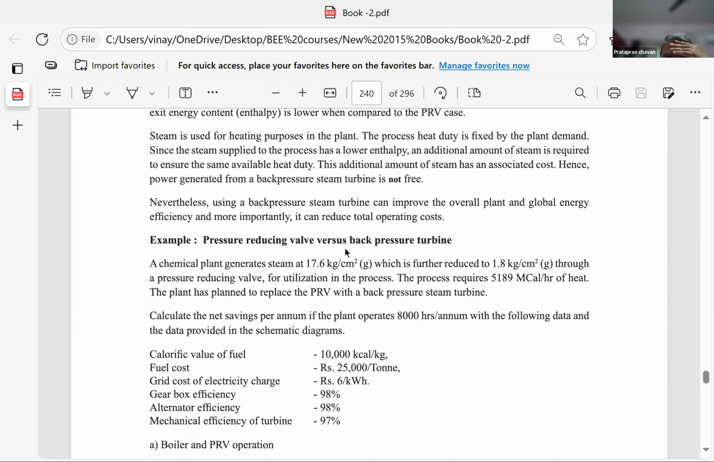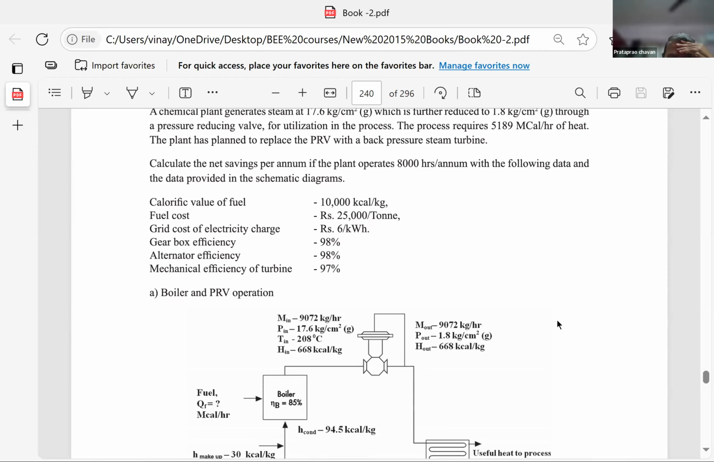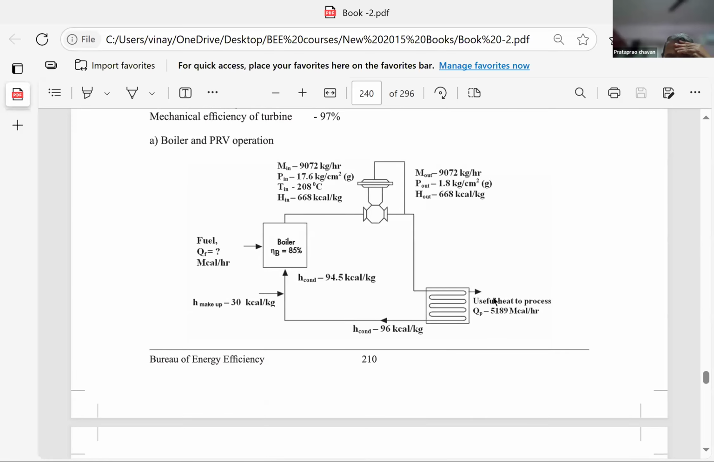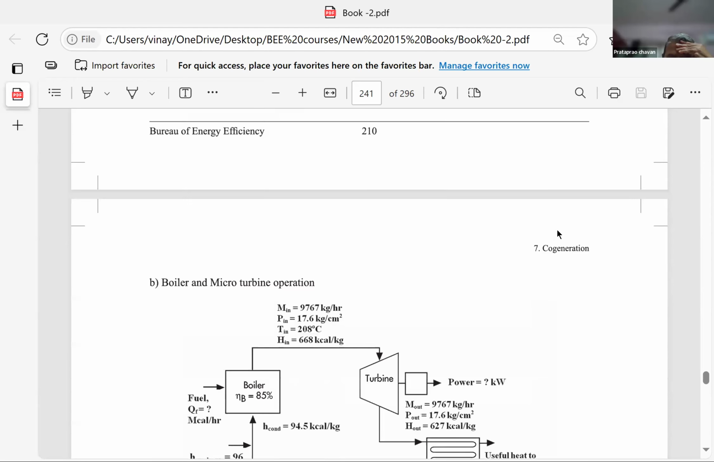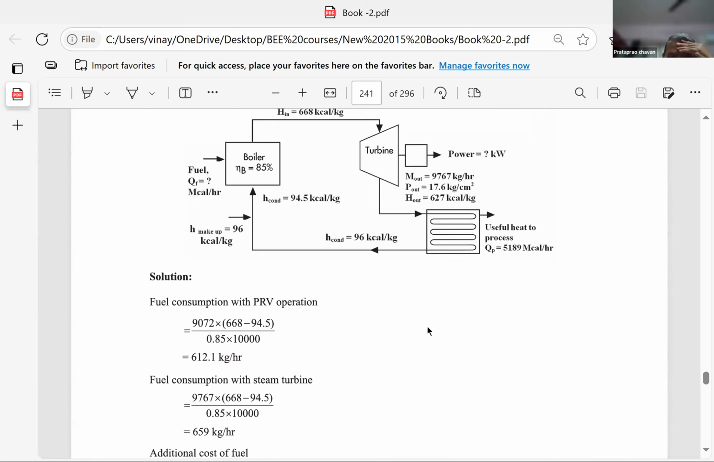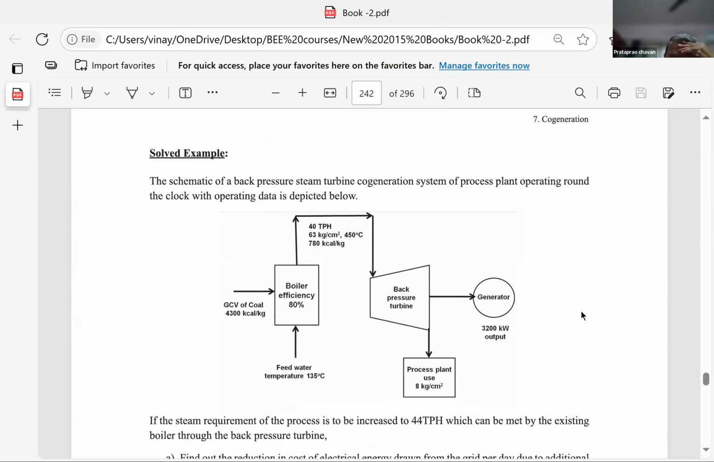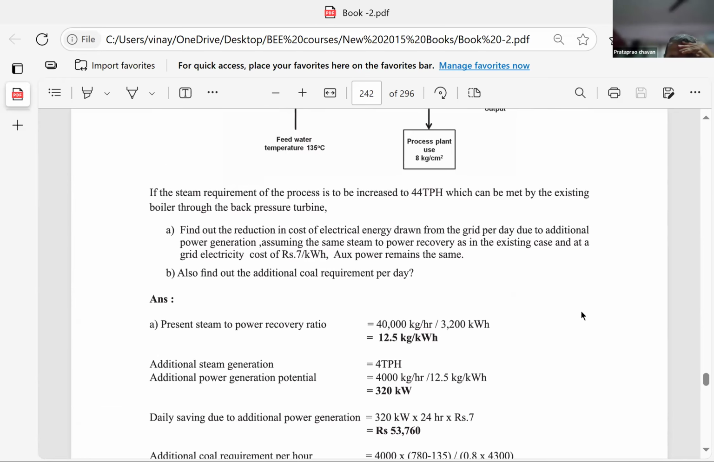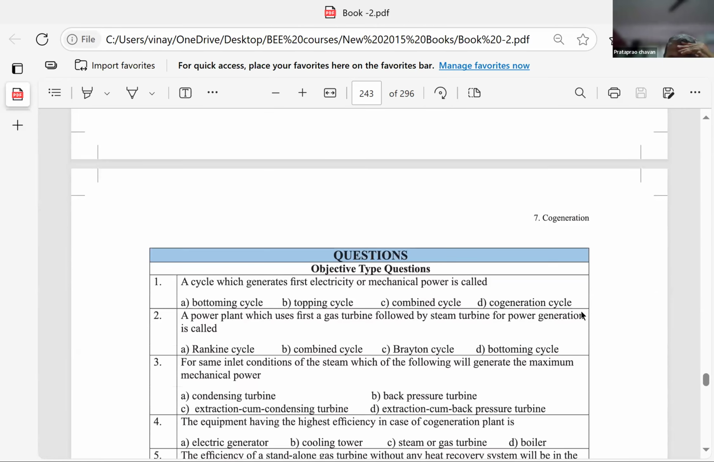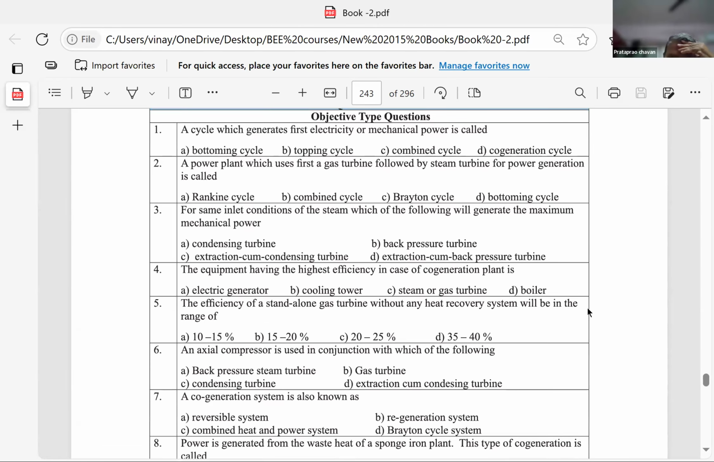Now, pressure reducing valve versus back pressure turbine. A small parameter set is given. You can read through. It's a small example. The different parameters are given and they are explained. Boiler and PRV operations. See, the total values are given, formulas are given, fuel consumption with steam, with PRV, how the steam is achieved, right? How much kW they can generate. These are solved examples. Go through these solved examples. And then we come to the questions.